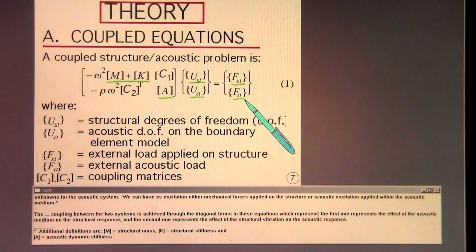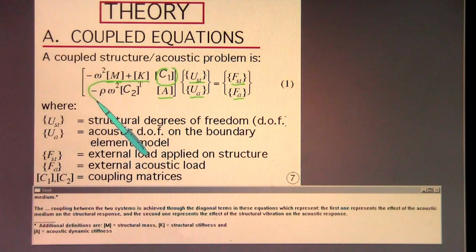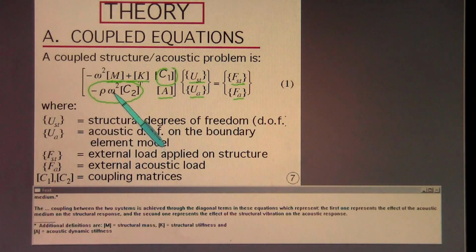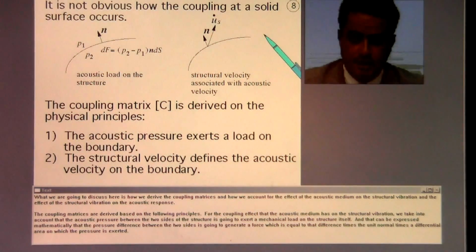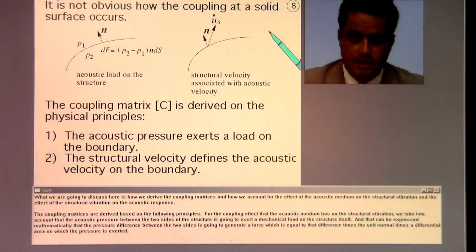The coupling between the two systems is achieved through the off-diagonal terms in these equations. The first one represents the effect of the acoustic medium on the structural response, and the second one represents the effect of the structural vibration on the acoustic response. What we are going to discuss here is how we derive the coupling matrices and how we account for the effect of the acoustic medium on the structural vibration and the effect of the structural vibration on the acoustic response.